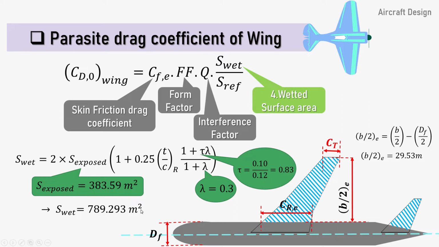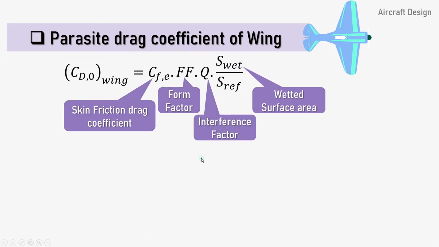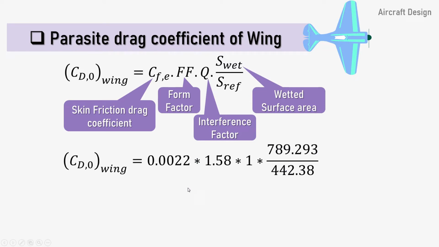Now from there you have found all four factors, and you need to substitute them back into the zero lift drag of the wing, that is CFE × FF × Q × S_weighted, the weighted surface area, divided by the wing reference area. Substituting, we get the CD naught of the wing around 0.0062.